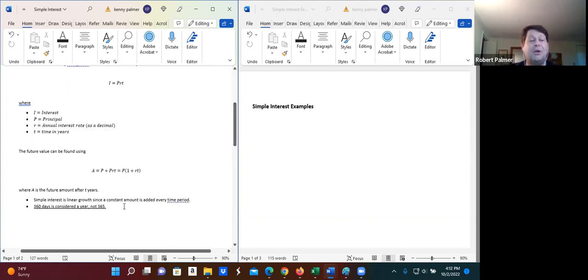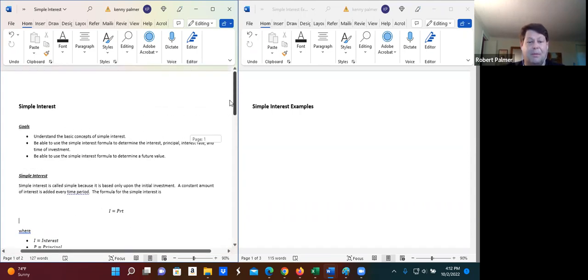Now, a few other things to mention. Simple interest, as mentioned, is linear growth with a constant rate of change, because the same constant amount is added every time period. Also, interestingly, a bank will often consider 360 days as a year, not 365. So this is important to note in doing the calculations. Every time we have to think in terms of the days of a year, we're going to put it in terms of 360 days, not 365.